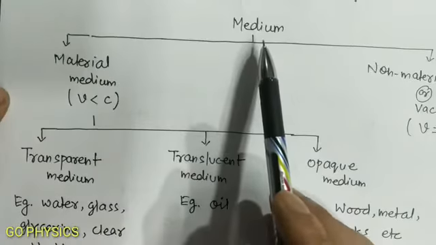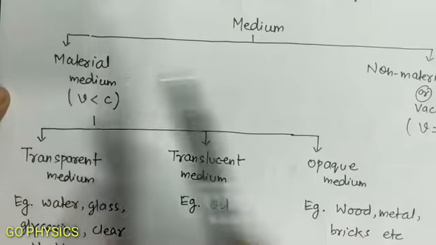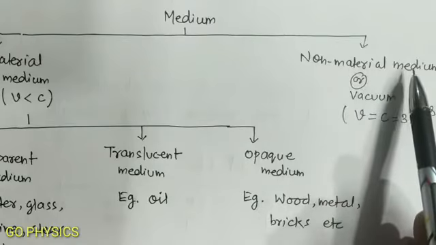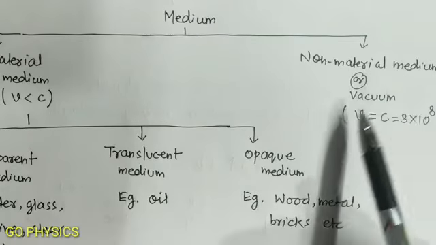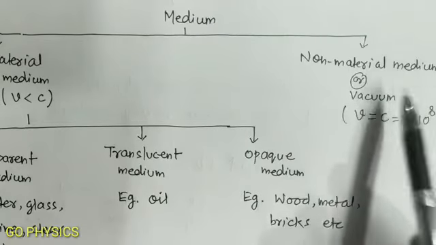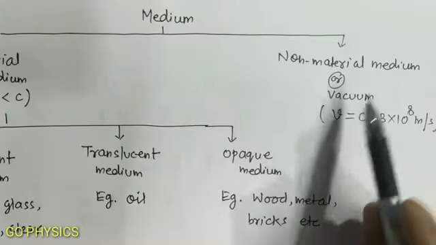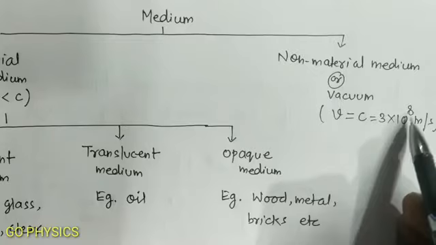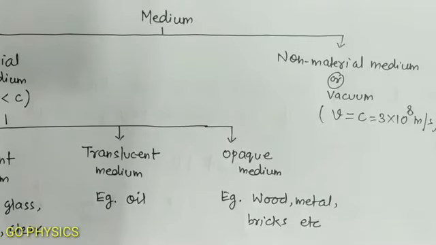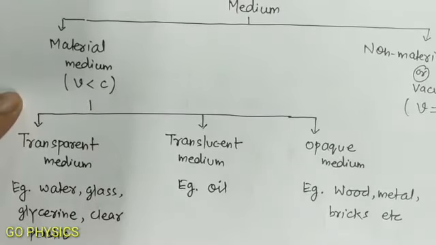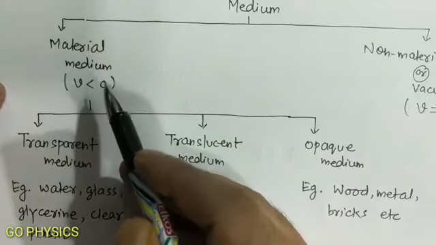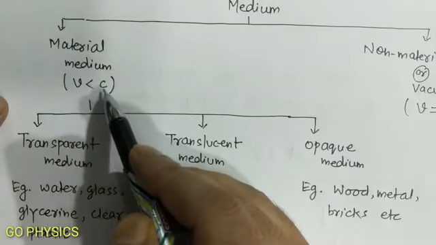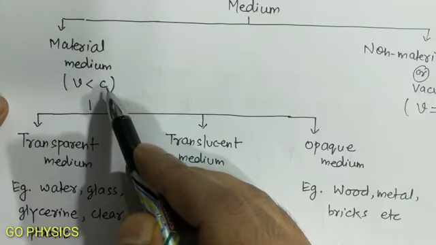Medium can be classified as material medium and non-material medium. Non-material mediums can also be called vacuum, and in vacuum light travels with a speed of 3 × 10^8 meter per second. But in material medium, the speed of light is less than 3 × 10^8 meter per second.